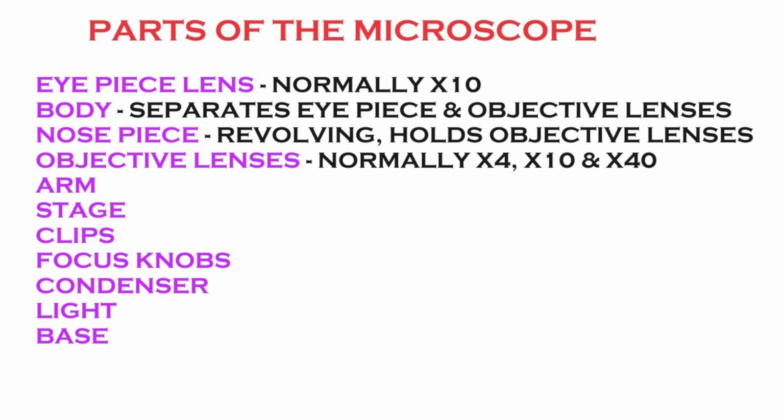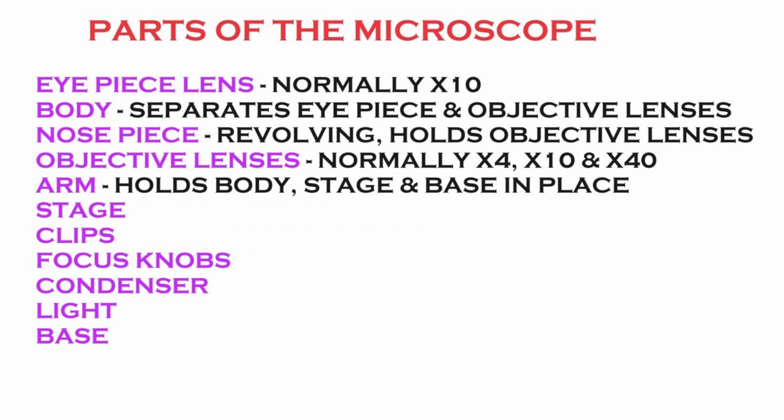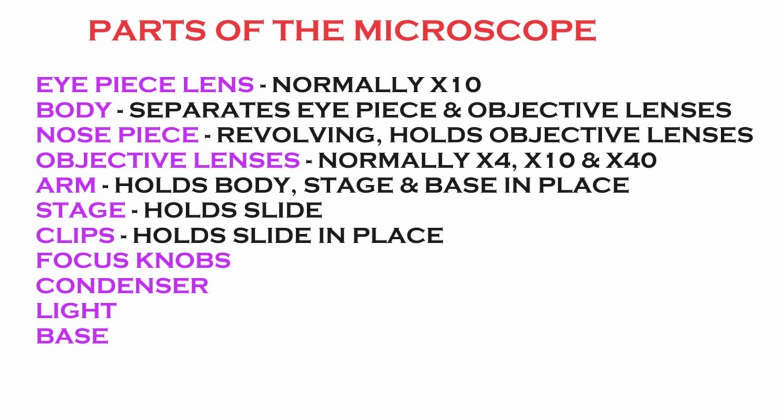Objective lenses further magnify the image. They are normally times 4, times 10, and times 40. The arm holds the body, the stage, and the base in place. The stage holds the slide. The clips hold the slide in place.